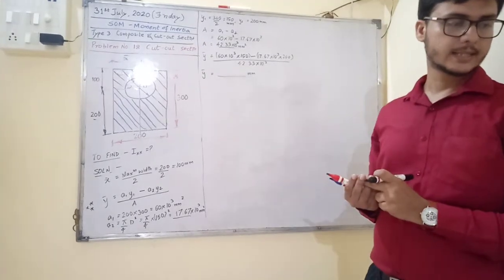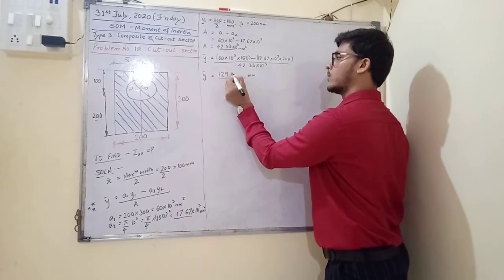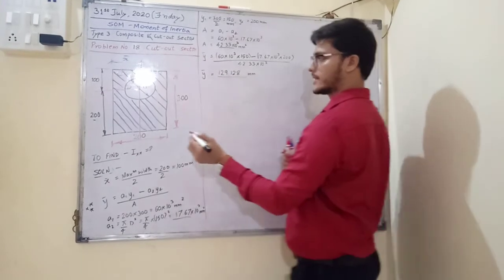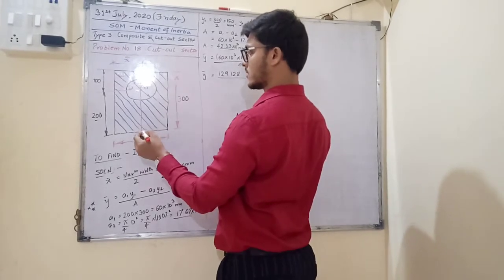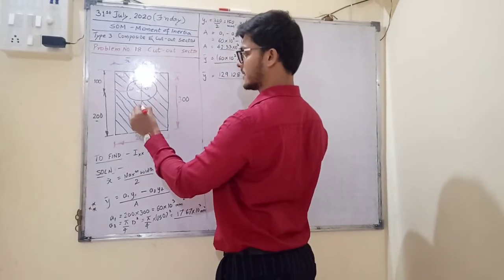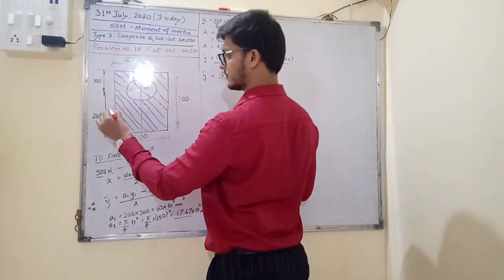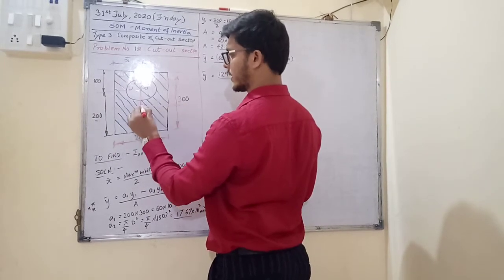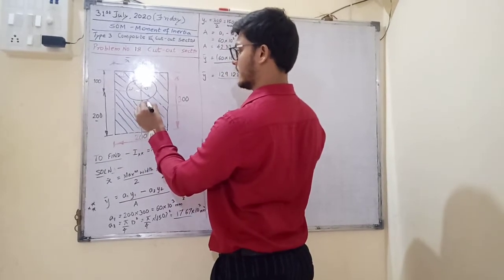So I am getting the answer as 129.128. So it is at a distance of 129 point something, so it is less than 150. So it will be somewhere here below. Just by guess you have to locate this. So this is the centroid of this figure, G.